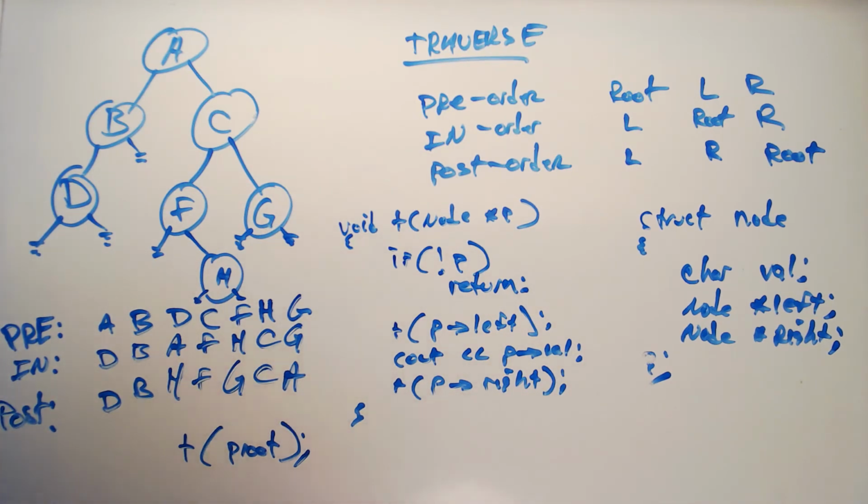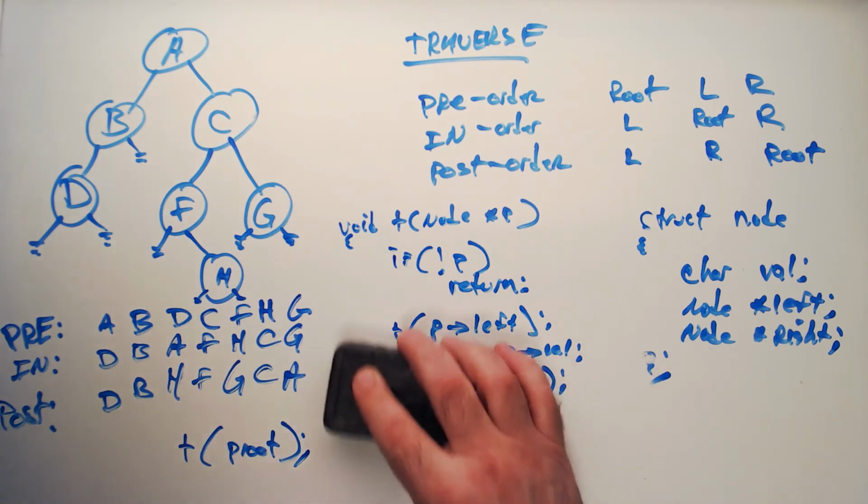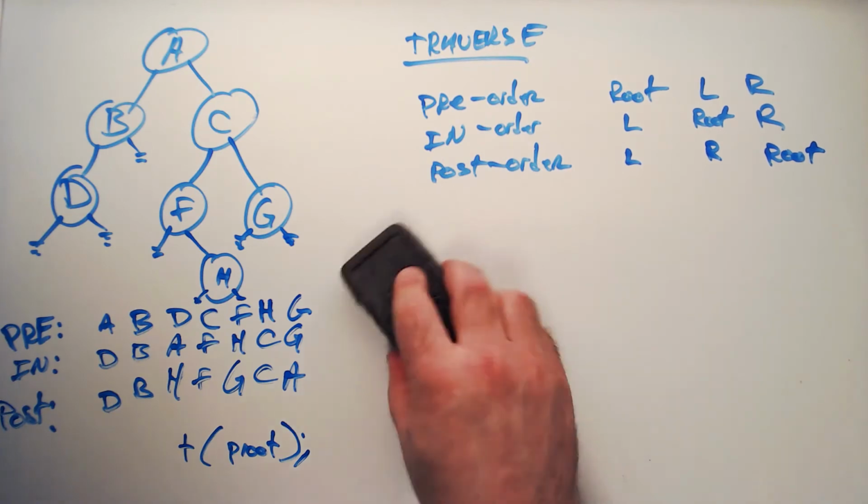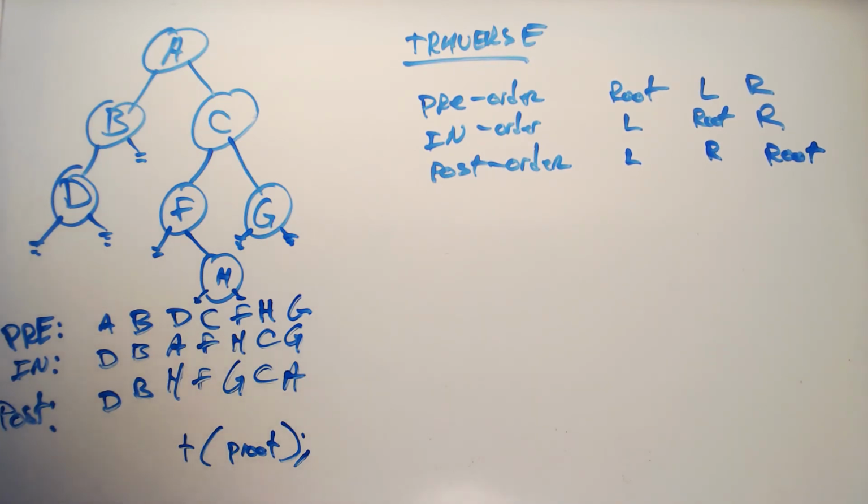Now, there's one other kind of traversal that we want to talk about here. And the solution is not as simple. Let's call it level order.